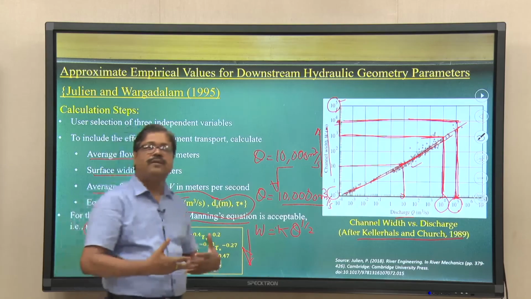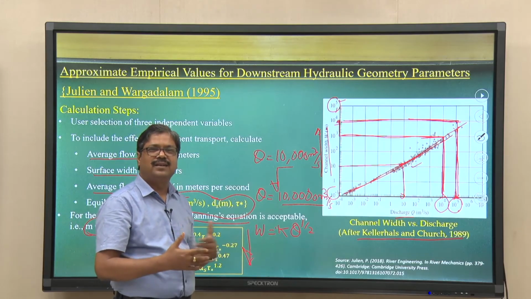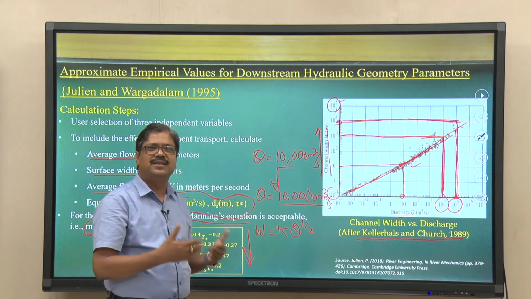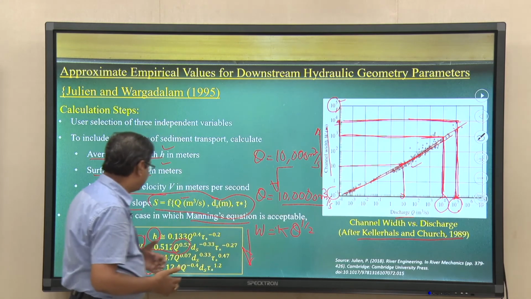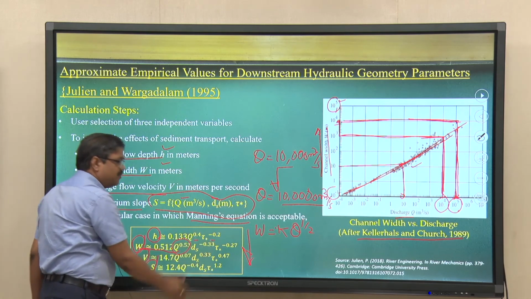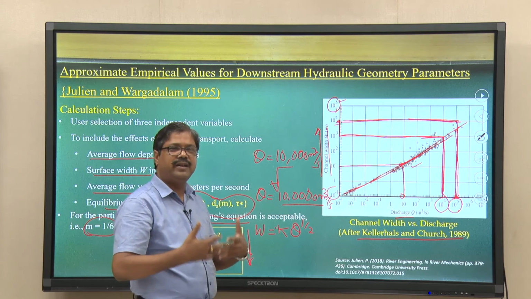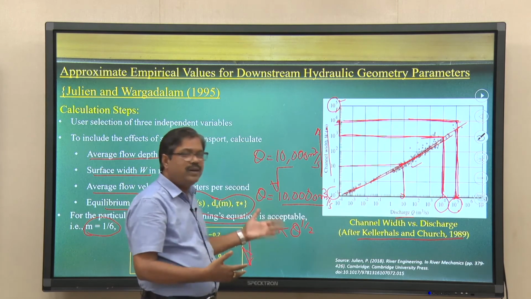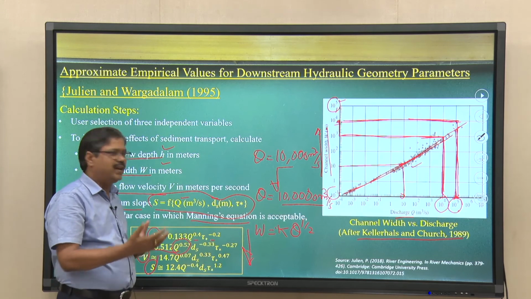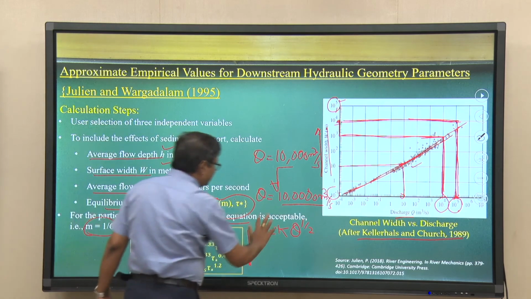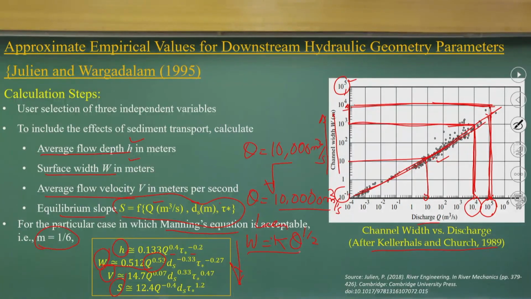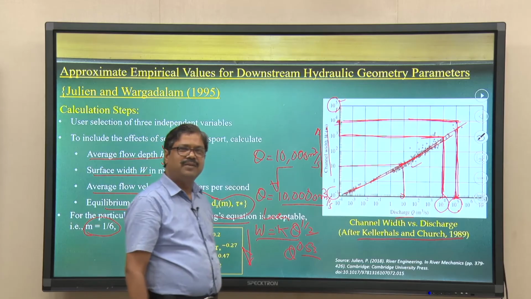No doubt we improve the equations, but more or less the power exponent of this relationship remains the same. Over time we are evolving regional river relationships, but the power exponents stay within the same ranges. Lacey's equation gives 0.5, whereas the Julien equation gives 0.53. It is not a significant difference, but tau star and ds are there, which may make a slight difference.